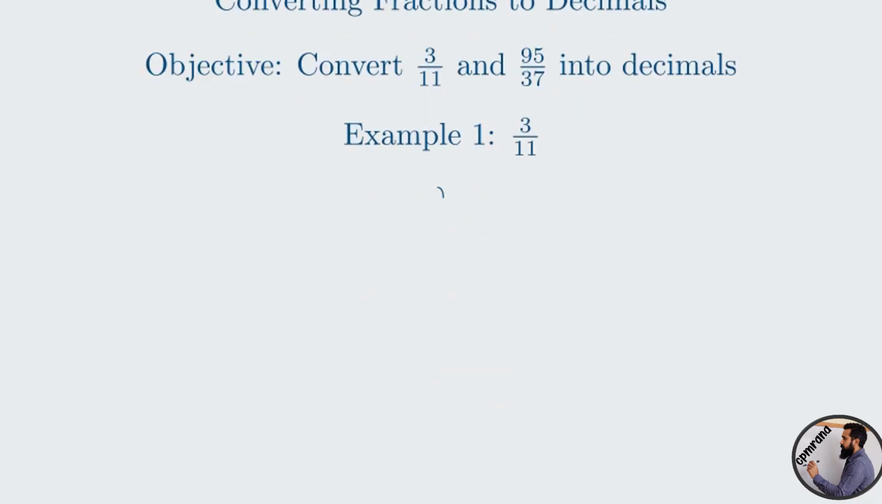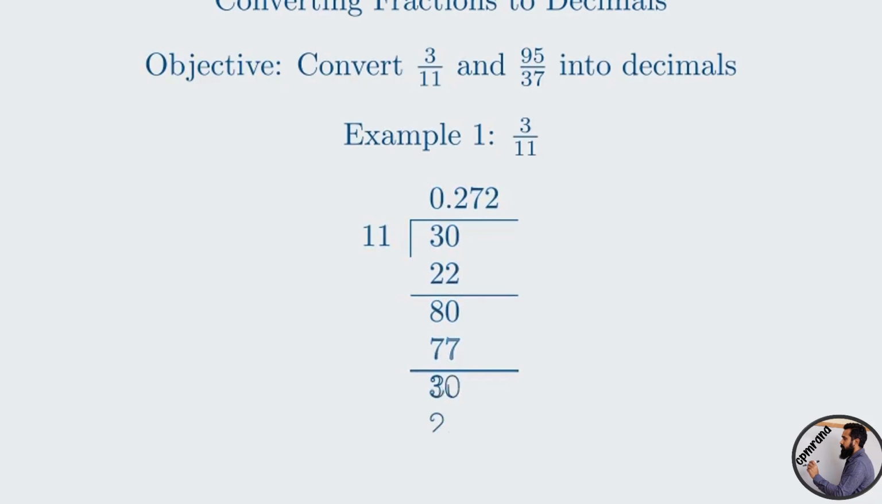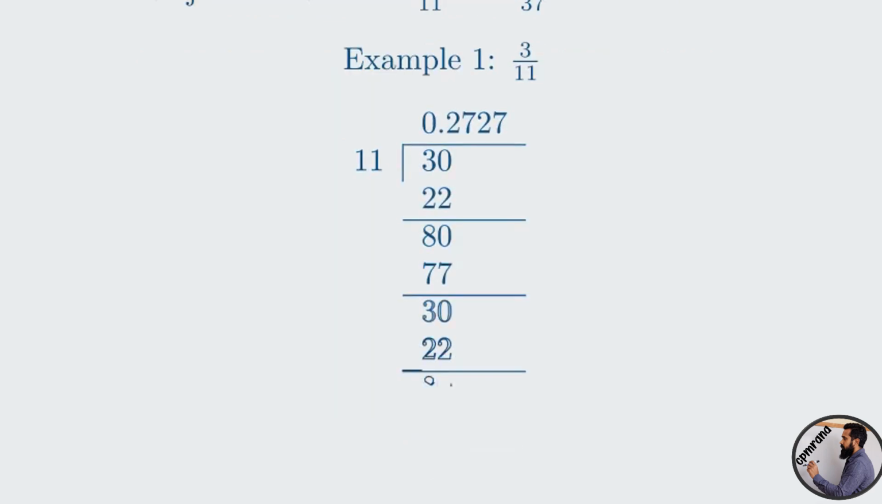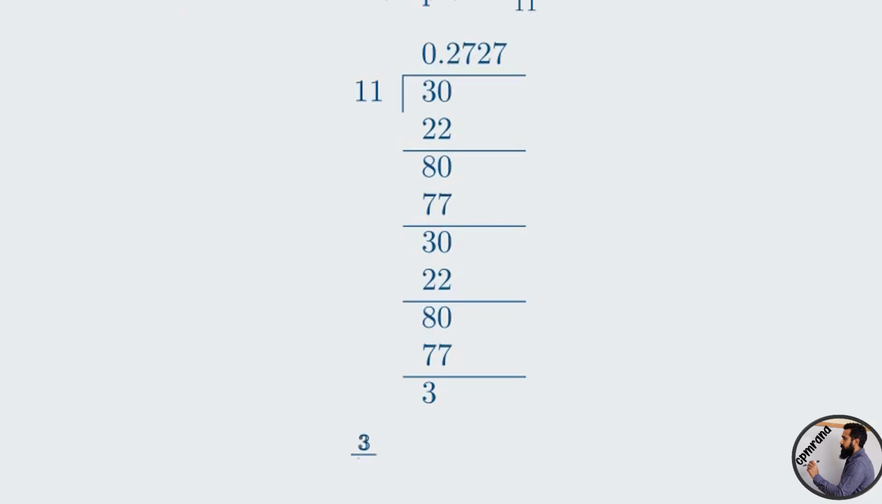Notice something interesting? We are back to the number 3, which is what we started with. If we add another 0 to make it 30, 11 goes into 30 twice again, and then into 80 7 times again. This pattern of 2 and 7 will keep repeating forever. We write this as 0.2727, followed by dots to show it continues.